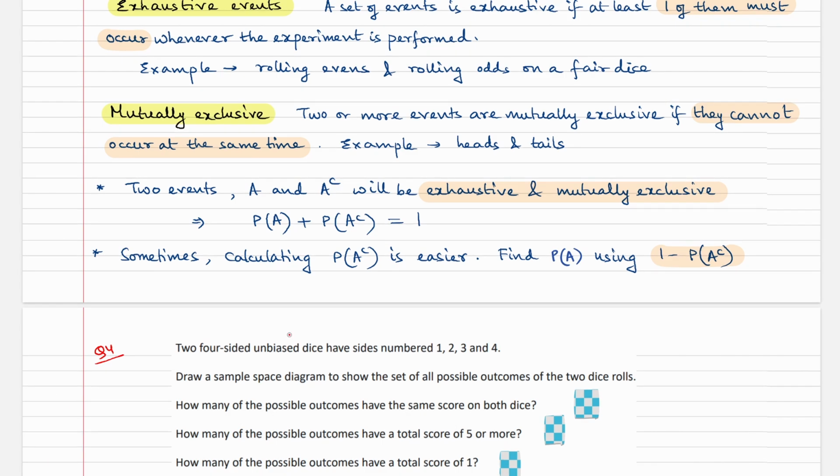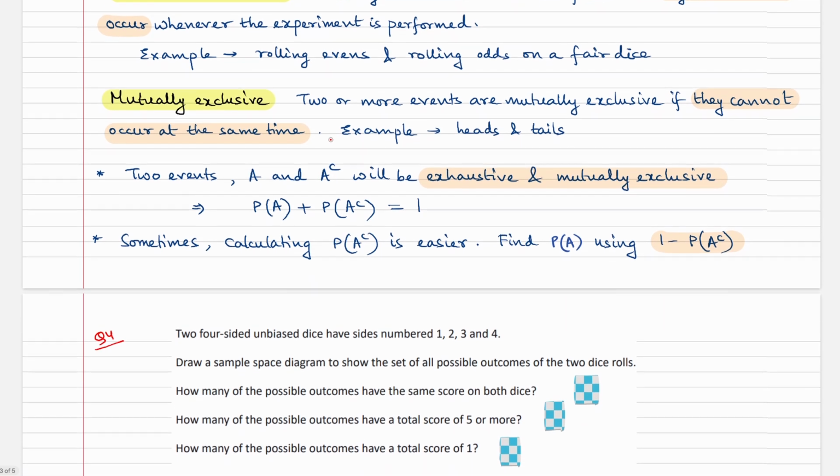How many of the possible outcomes have a total score of 5 or more? So 5 or more, just go row by row. In the first row, 1,4. In the second row, 2,3 and 2,4. In the third row, 3,2; 3,3 and 3,4. In the fourth row, all the elements. So 1 from the first row, 2 from the second row, 3 from the third row and 4 from the fourth row. So that will be 10.